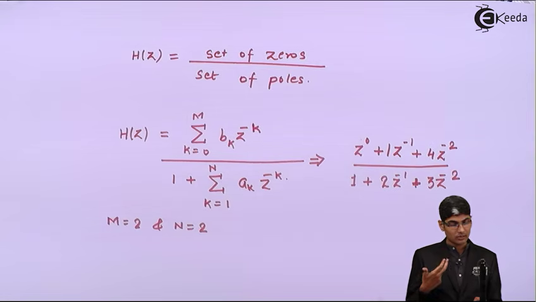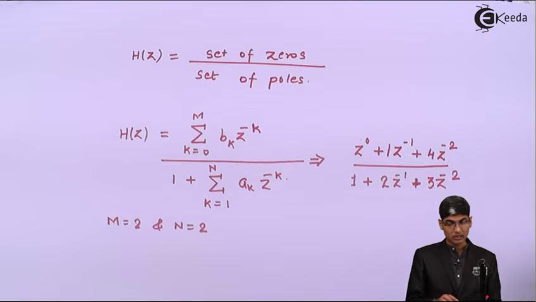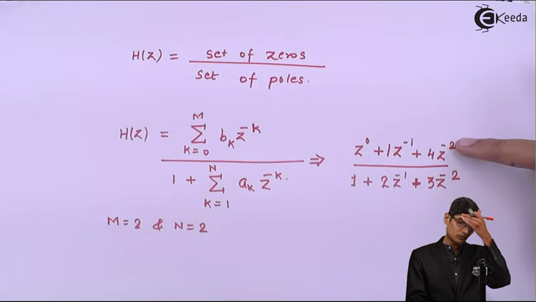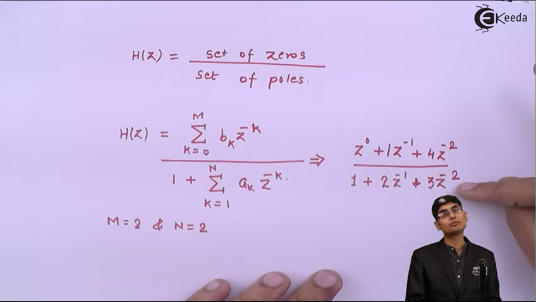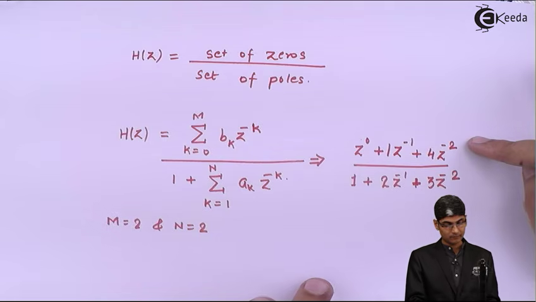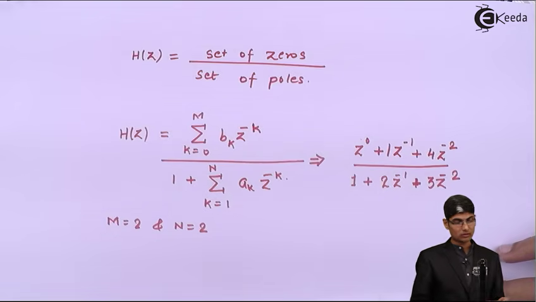Okay. So if M is equal to 2, N is equal to 2, this is a numerator polynomial, this is a denominator polynomial. And if I solve this numerator and denominator polynomial, I am going to get 2 zeros from the numerator and 2 poles from the denominator. So this is one method of representing the H of z.